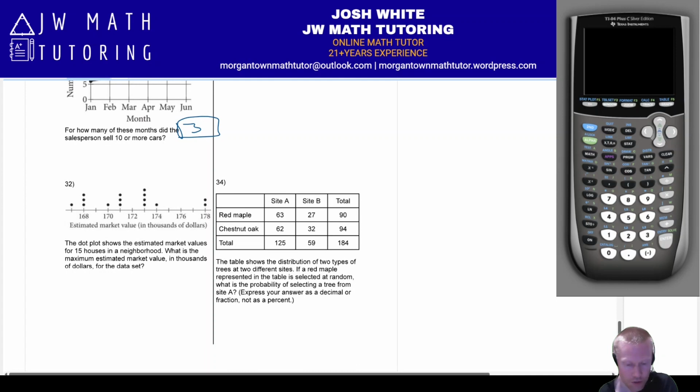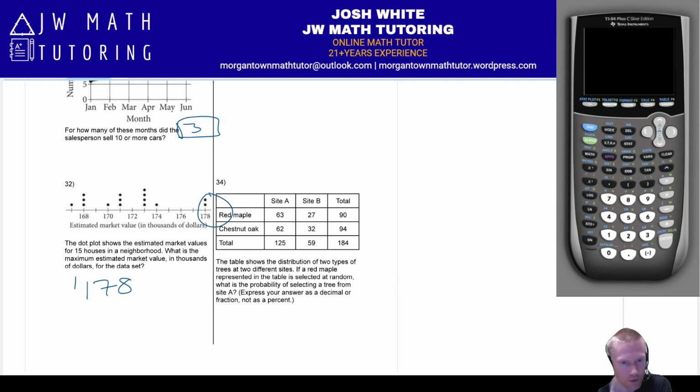Okay, number 32 is a weird question because of how it's worded. But it's basically asking for just what's the highest value, what's the highest dot that you see in this. And there's 2 of them, which is fine. There can be 2 maximum values in a data set. It's just 178,000. You only grid in 178 because it tells you here it's in thousands. So it's just 178 and that's it. That's all it's asking for. What's the largest dot that you see on this number line?